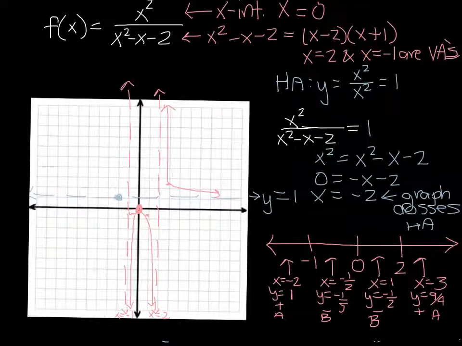Now, the left-hand side's a little bit tricky. We know that it can't cross the x-axis again because there's no other x-intercepts. But we know that it needs to cross the horizontal asymptote at our dot. So that means it's going to follow this pattern so that it can cross at that point right where it's supposed to.